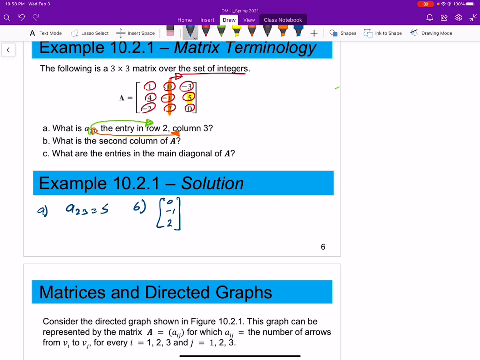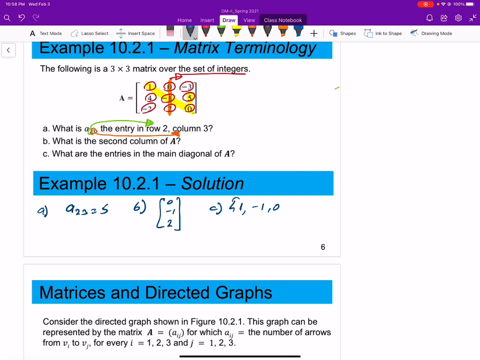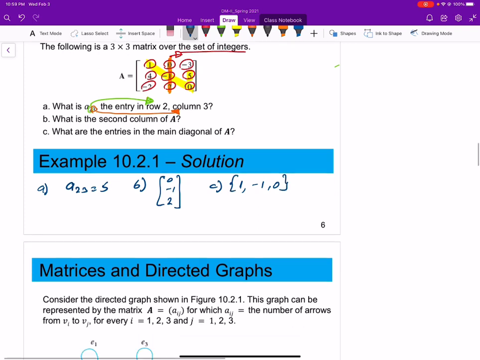Alright, part C: what are the entries in the main diagonal of A? Now you have to find the entries in the main diagonal. Those are the entries of the main diagonal. You can write them as 1, -1, 0. I will just put curly brackets to represent them as a set. So this is the set that we are talking about: 1, -1, 0.